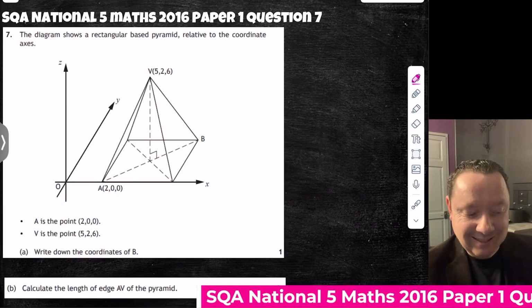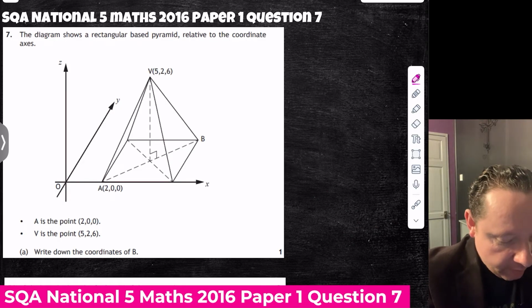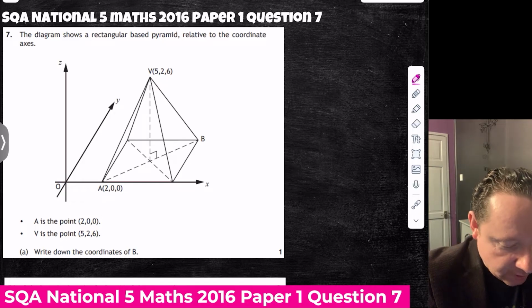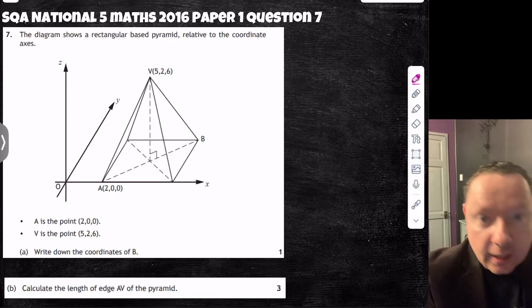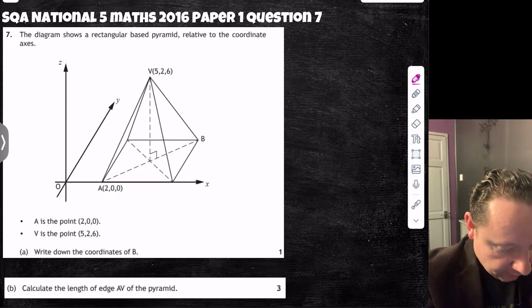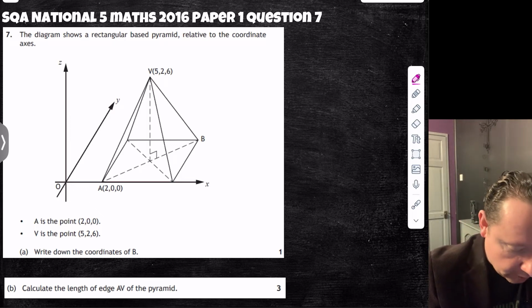And we're done there. It's Green National 5 Maths 2016 paper 1 question 7 on 3D coordinates. The diagram below shows a rectangular base pyramid relative to the coordinate axes. A is 2, 0, 0, shown in the diagram. And we've got V is 5, 2, 6, which is in the middle, so we're going to use that fact. And we have to write down the coordinates of B.